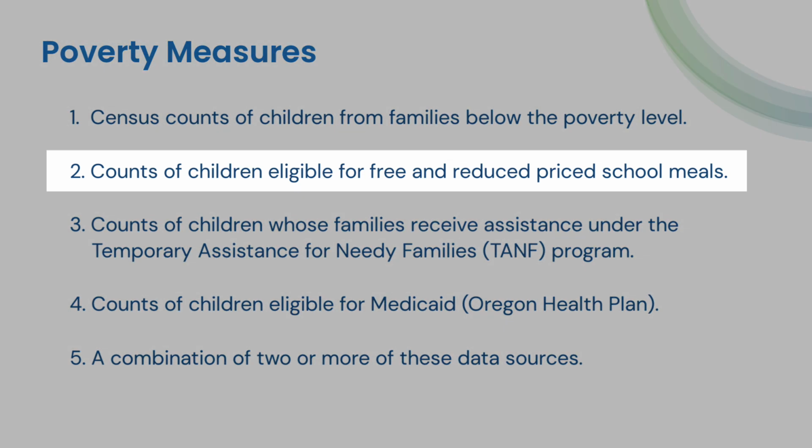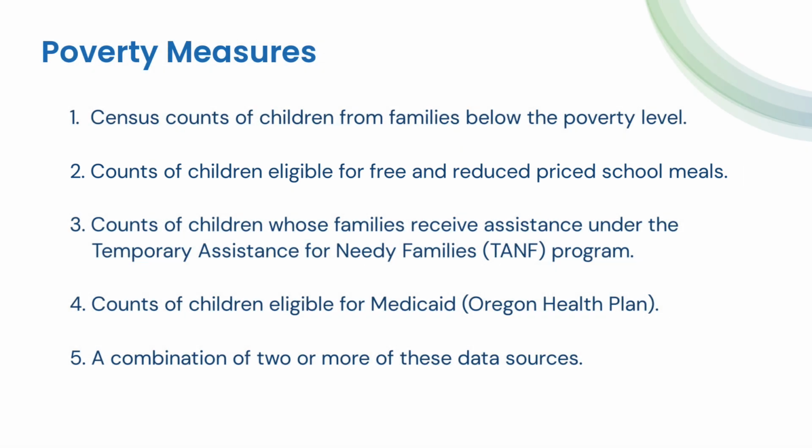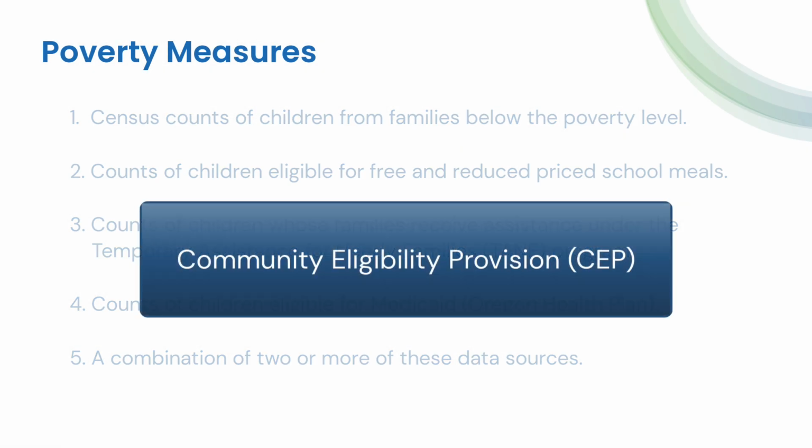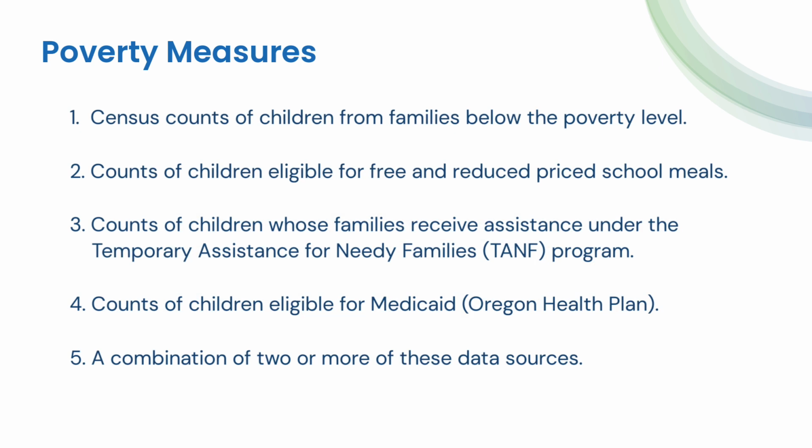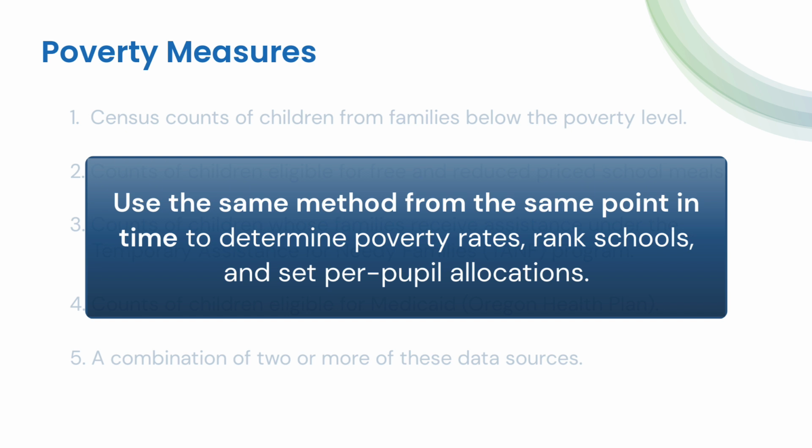Many school districts use free and reduced price lunch enrollment to determine schools' poverty levels. But with the introduction of the Community Eligibility Provision, or CEP, which eliminates the school meal application for individual households, many are using direct certification data. Regardless of the method selected, the district must use the same method from the same point in time to determine poverty rates, rank schools, and set per-pupil allocations across the district. Meaning, unless there is a significant change in the student population, you should use the same treatment to ensure schools receive close to the same amount per child each year.